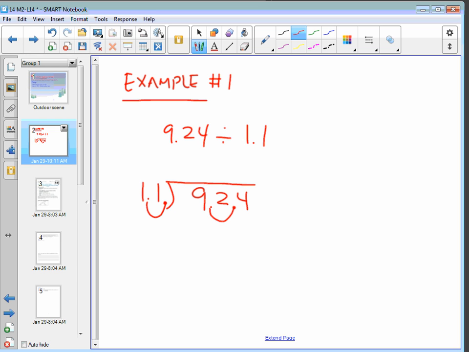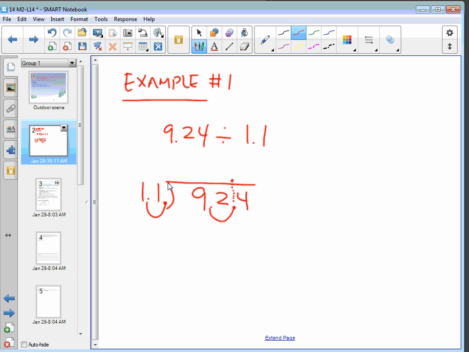If you're moving the decimal only once to make this a whole number outside, then move that rock only once to the right on the inside. Then bring the rock straight up and raise it up in the roof. Make sure it's lined up perfectly. How you line things up is going to be very, very critical. Okay, now we can go through long division.